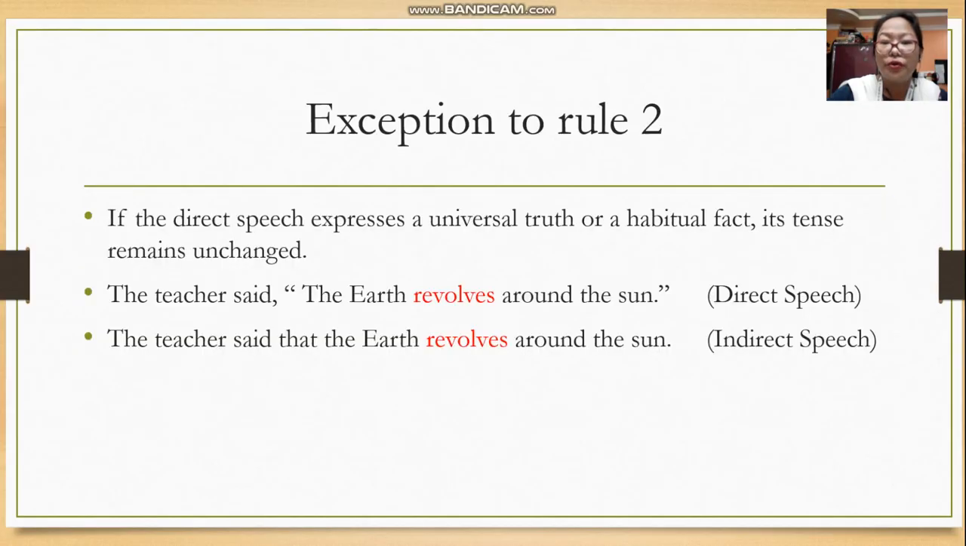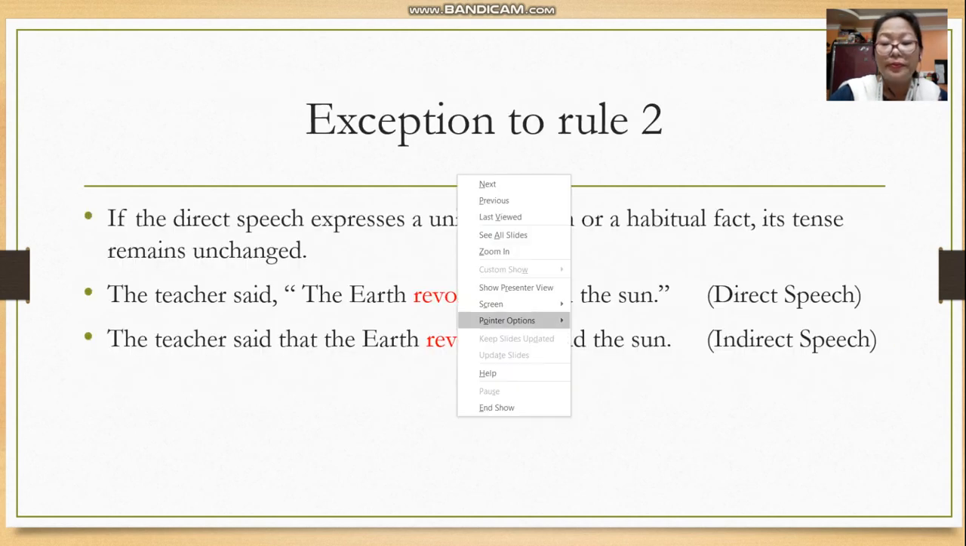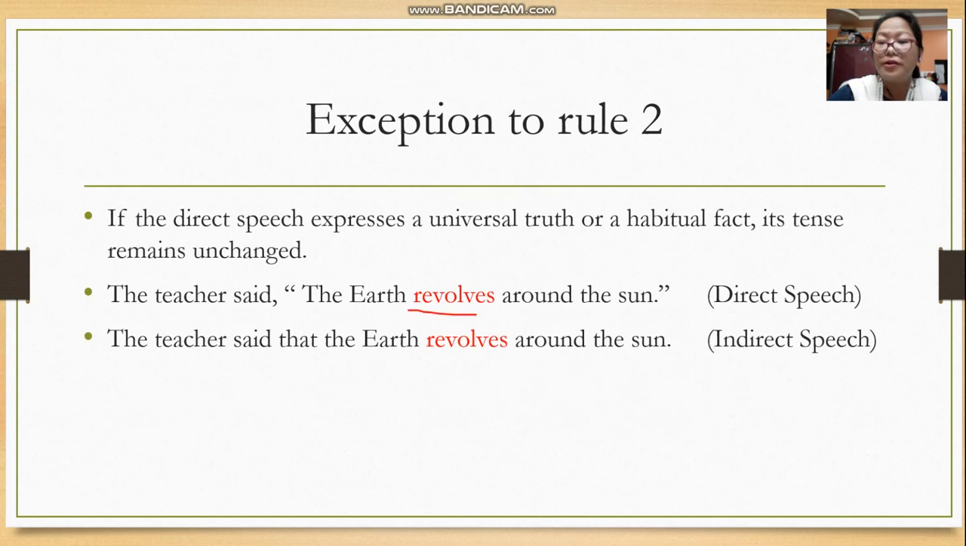If the direct speech expresses a universal truth or a habitual fact, its tense remains unchanged. Example: the teacher said, the earth revolves around the sun. This is a universal truth, and for a universal truth or habitual fact, the tense does not change. So in indirect speech it will also remain: the teacher said that the earth revolves around the sun.